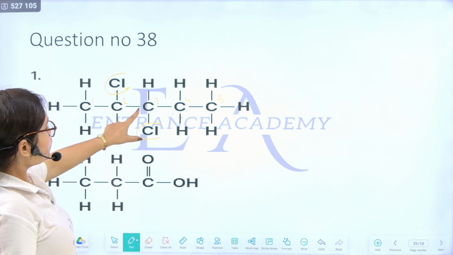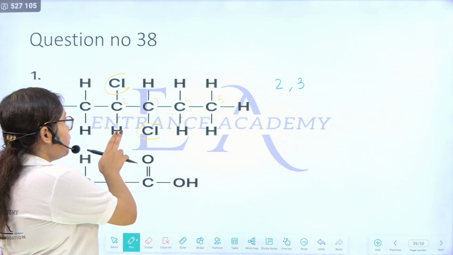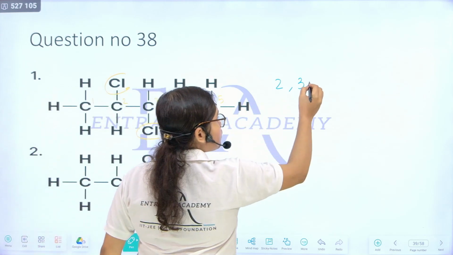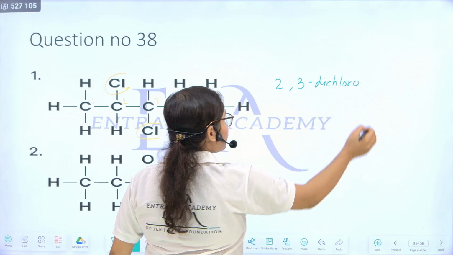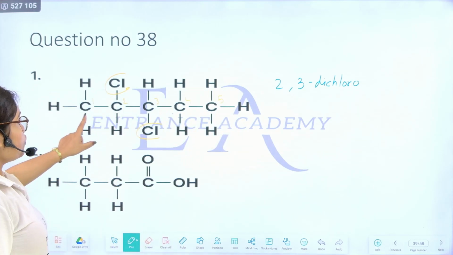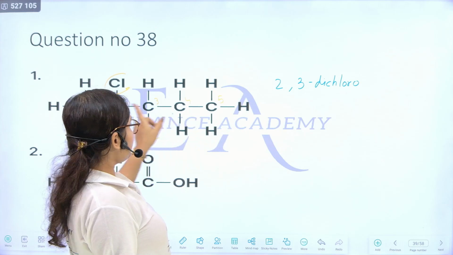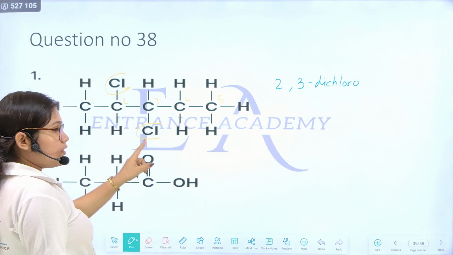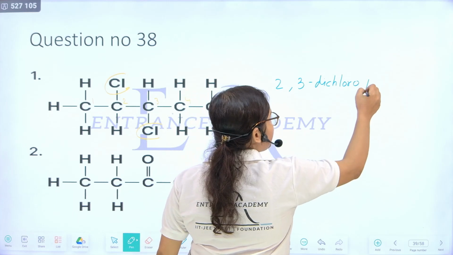So 2, 3, dichloro. The root word is pent, 5, the number of carbons is 5. So the name is 2, 3, dichloropentane. All of these are single bonds, so it is an alkane: 2, 3, dichloropentane.